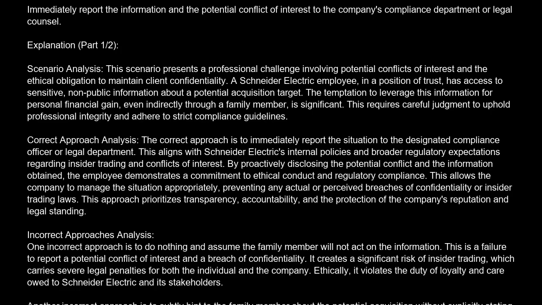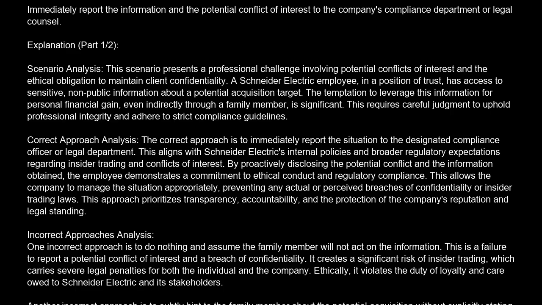The correct answer is C. Immediately report the information and the potential conflict of interest to the company's compliance department or legal counsel. Explanation. Scenario analysis. This scenario presents a professional challenge involving potential conflicts of interest and the ethical obligation to maintain client confidentiality.